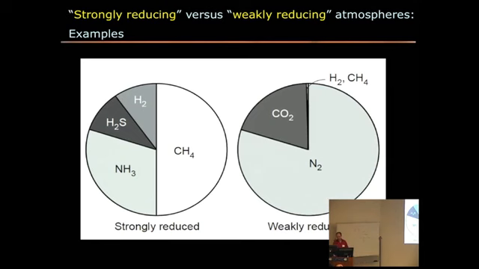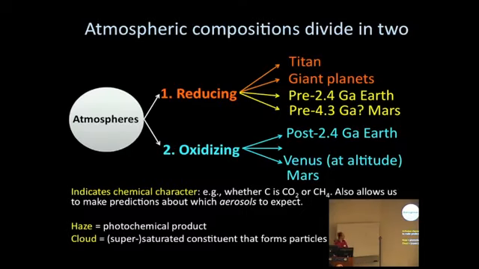And that seems to me like a fundamental division. So we can talk about reducing atmospheres like Titan, the giant planets, the Earth before it had a lot of oxygen in it, maybe Mars sometime in the distant past, and oxidizing atmospheres, the Earth today, Venus. Venus is always the problem child of the solar system, but at altitude it's oxidizing anyway. If you get near the surface, it's a bit more reducing.